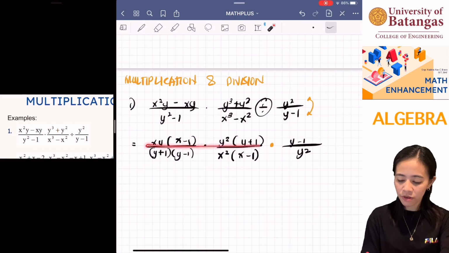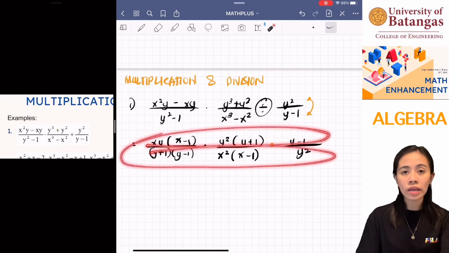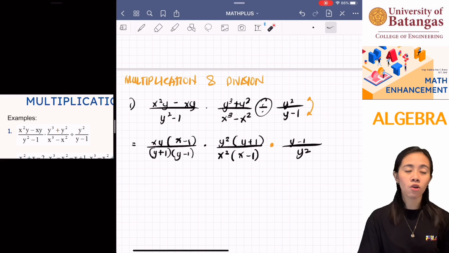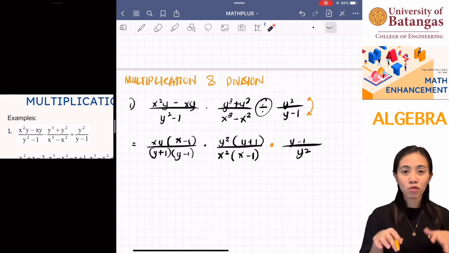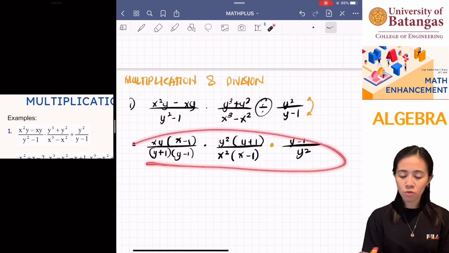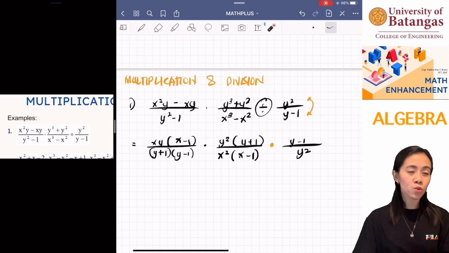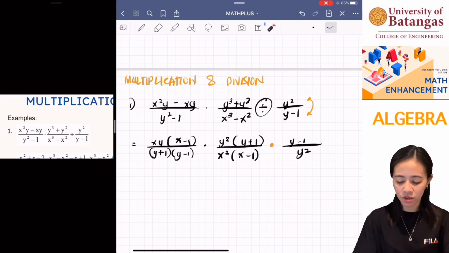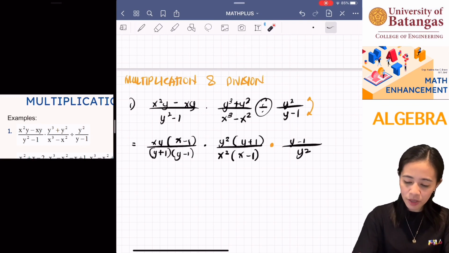Simply multiply all of this, and then eventually cancel out the common terms that appear in both the numerator and denominator. Pero pwede namang skip mo na yung magmumultiply ka muna. Pwedeng diretso na tayo ng cancellation kasi commutative naman si multiplication. Okay?